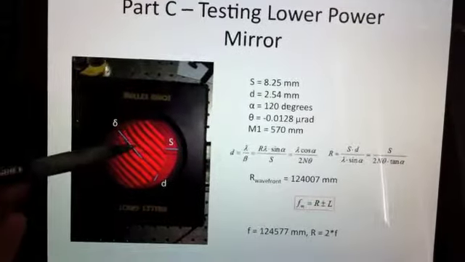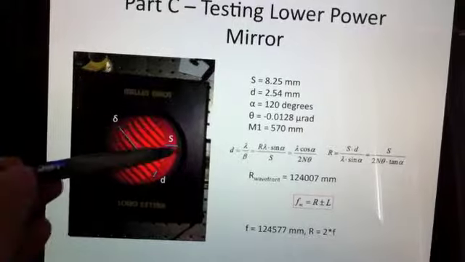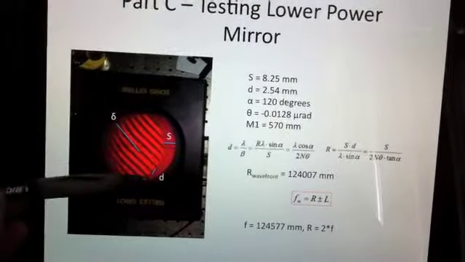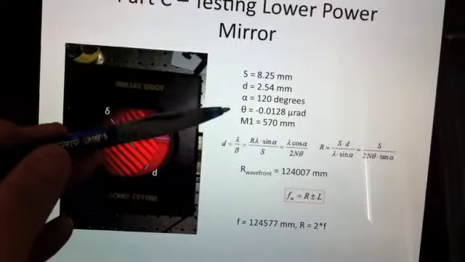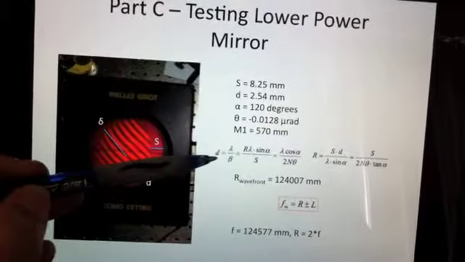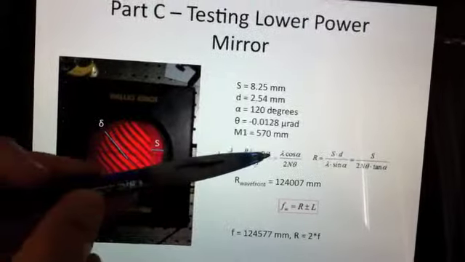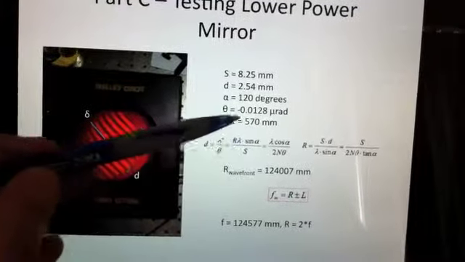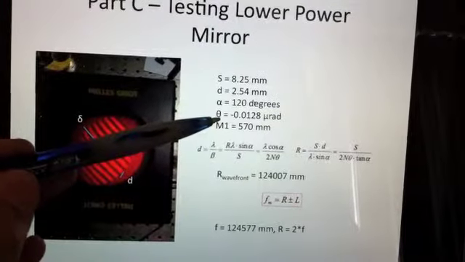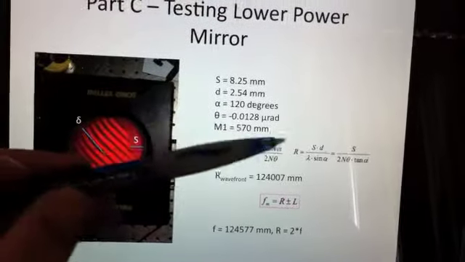First, we tested a low-power mirror by placing it, as Matt previously mentioned. This is the fringe pattern that we obtained. We were able to measure the shear spacing, the fringe spacing, as well as our angle. These are our values. Using this equation, we can then solve for our wedge angle. We know our lambda, our alpha, and our index of refraction, and doing so gives us negative 0.0128 microradians.